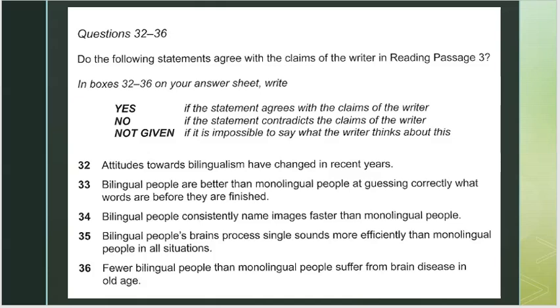Then not given: it is impossible to say what the writer thinks about this. That means the information is either half present or completely absent. I repeat, even if we have information that is half true, then the answer would be not given, because we do not know about the other half. So now look at the instructions once more. Do the following statements agree with the claims of the writer? So that indicates it is yes or no or not given.